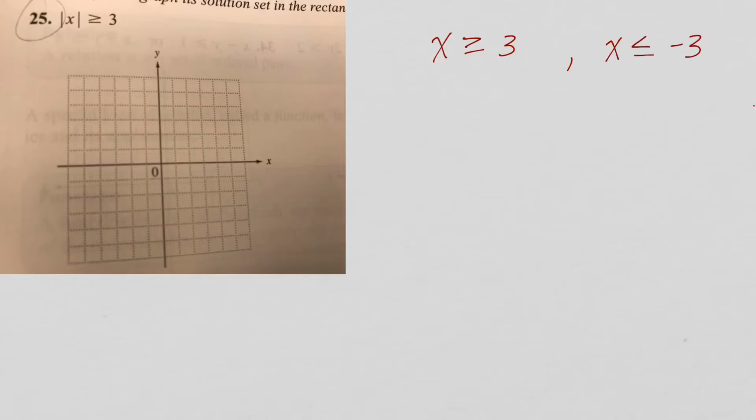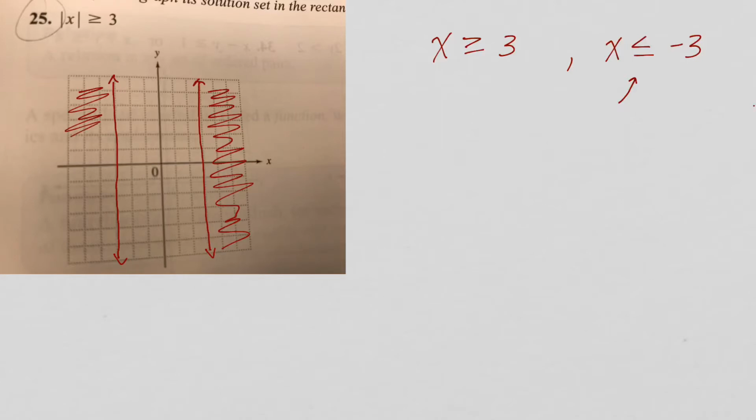So when I graph this, I'm graphing x is greater than or equal to 3, which is a solid vertical line like this, shading to the right, the greater than side. And then when I shade this one, this is a solid vertical line at x is equal to negative 3, but it's less than, so I'm shading to the less than side. So this is a compound inequality.